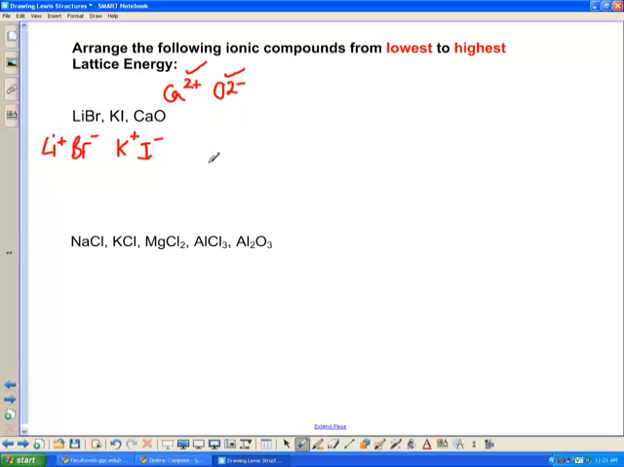Well, it's the one where the atoms have the highest charge density. So that is calcium oxide. So we're going to put calcium oxide highest here.